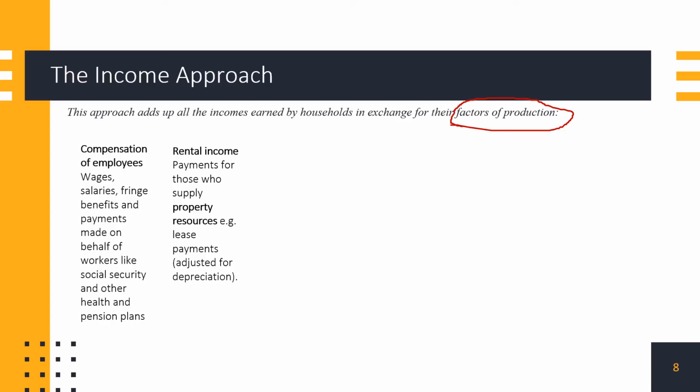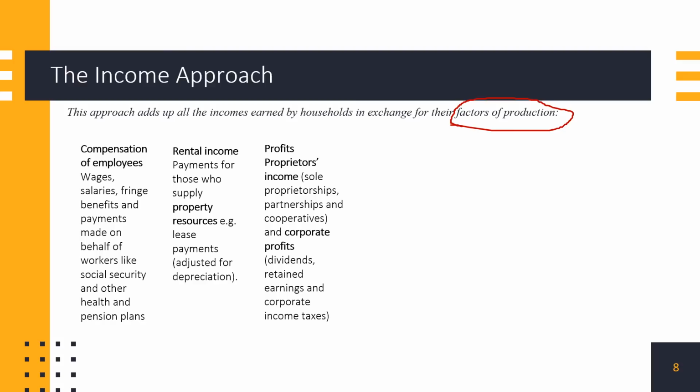The third category of factor of production or resource is entrepreneurship. So here we have labor, then land, and entrepreneurship. Entrepreneurship here consists of two. One is the proprietor's income. Proprietors include sole proprietorships, partnerships, cooperatives, and we also have corporate profits, which include dividends, retained earnings, and corporate income taxes. Dividends are given to shareholders, whereas retained earnings are not distributed, and corporate income taxes are basically an income to the government.